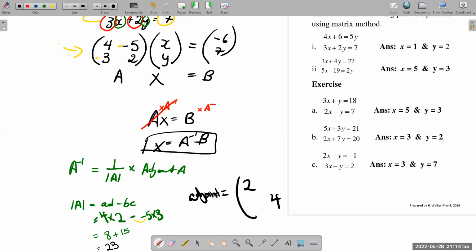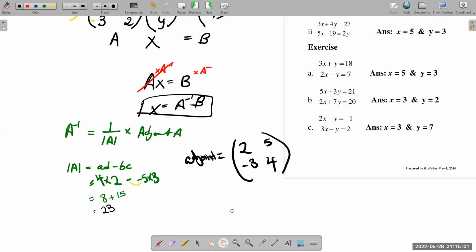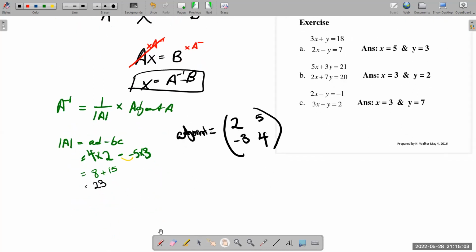Right? So here we have positive 5 and negative 3. So do I have everything I need to find the inverse now? So my inverse, A inverse, would be 1 over 23 times the matrix 2, 5, negative 3, and 4.